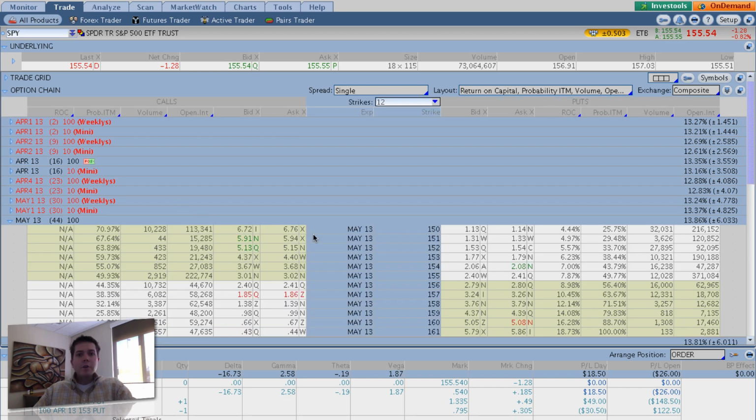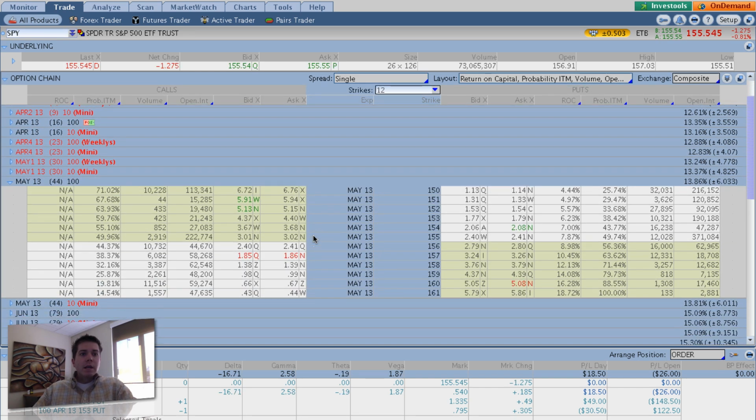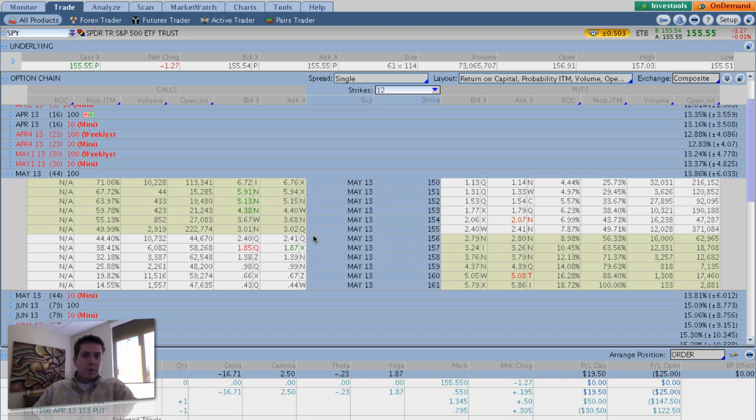And what we want to do to determine if this is liquid is look at the closest to the money strike. Right now we've got SPY at 155.50 basically. So you can look at 155 strike or the 156 strike. We'll just look at the 156 strike since we're trading a little over 155.50. We're at 155.55 to be exact.